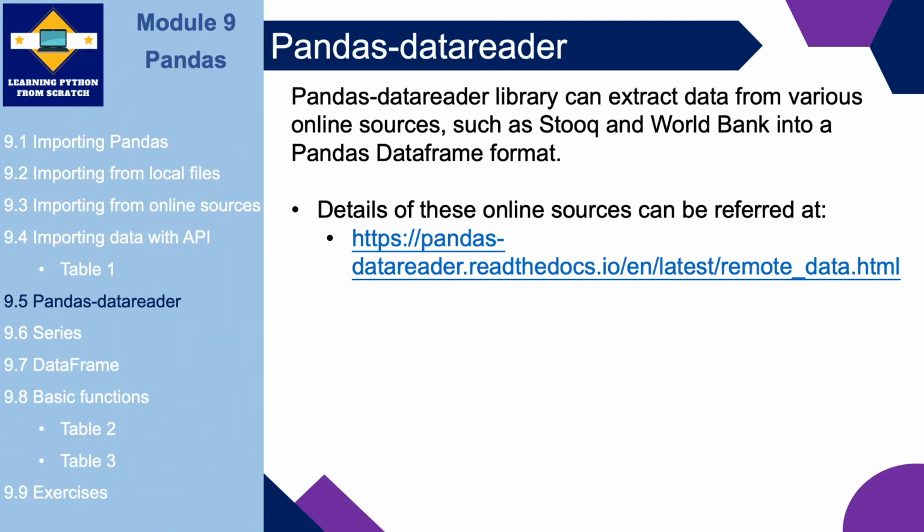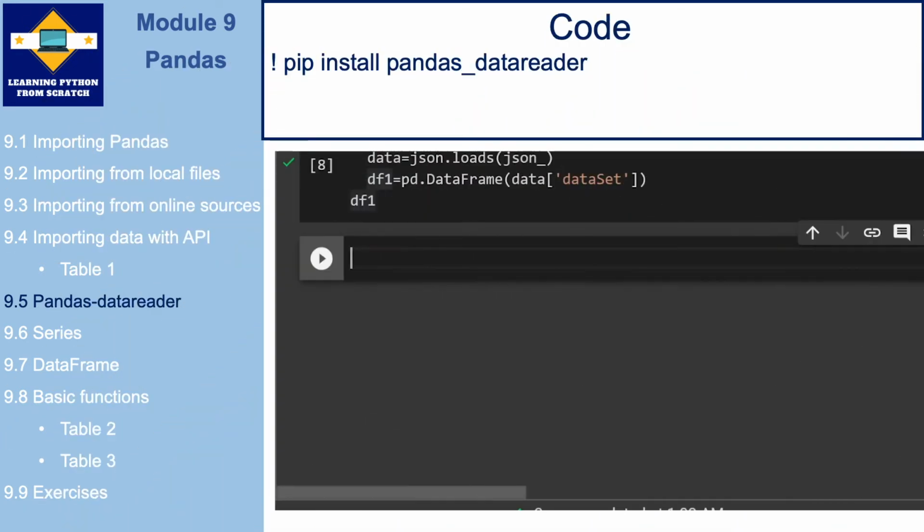Pandas DataReader library can extract data from various online sources, such as Stooq and World Bank, into a Pandas DataFrame format. Details of these online sources can be referred to at the following link. For Jupyter users, you need to install the Pandas DataReader package before importing it. So here we type pip install pandas-datareader.